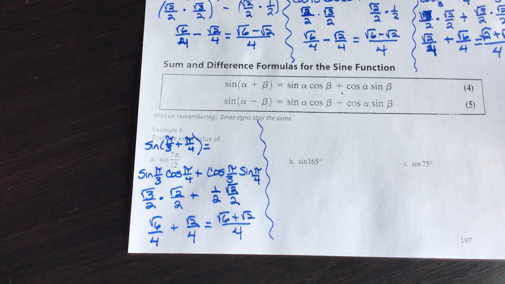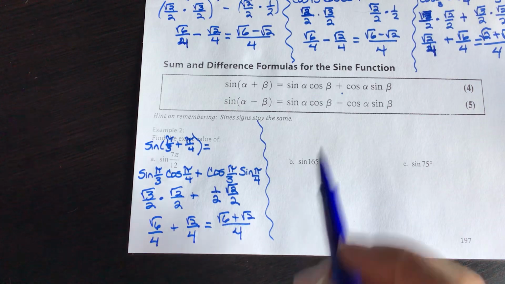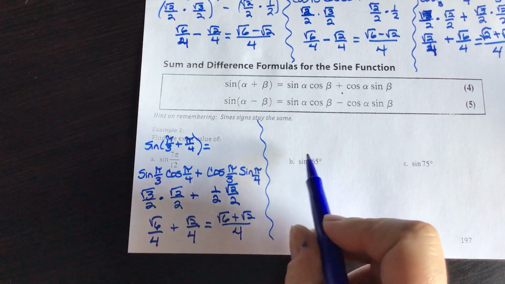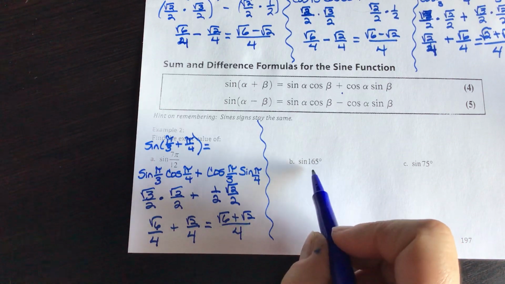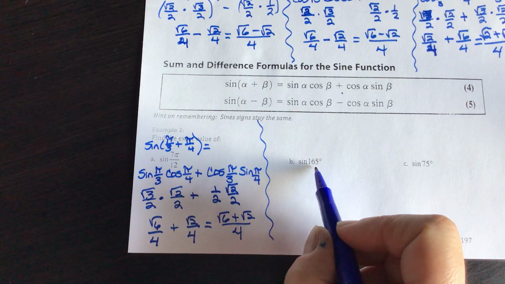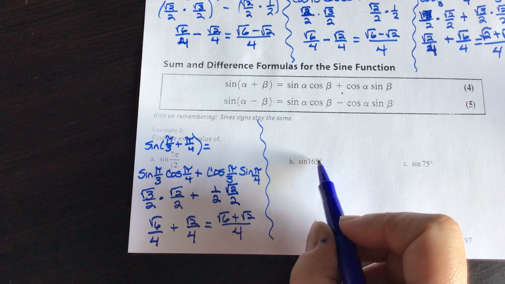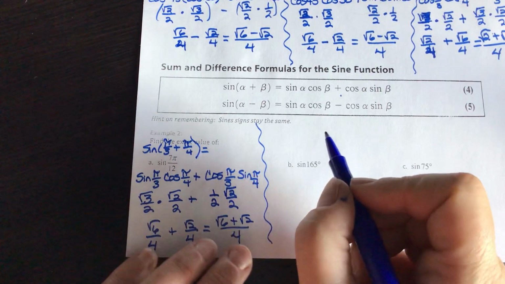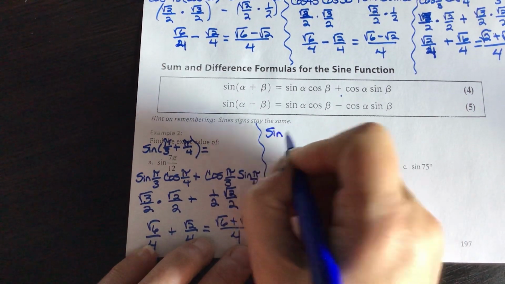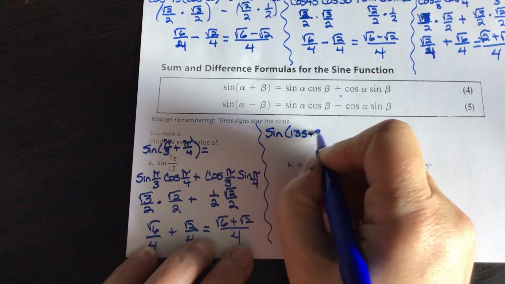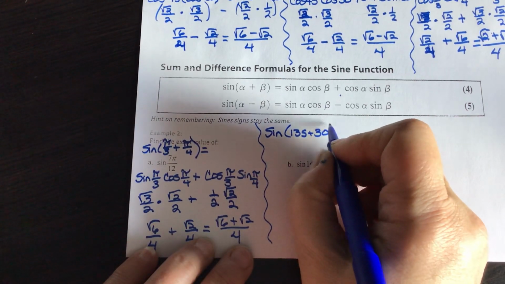All right, so then we have sine of 165. And thinking about that, this is going to be an angle in quadrant 2. There's lots of ways we can get to 165. We can probably do some subtraction or addition, but let's try sine of 135 plus 30. Both of these are on the unit circle.